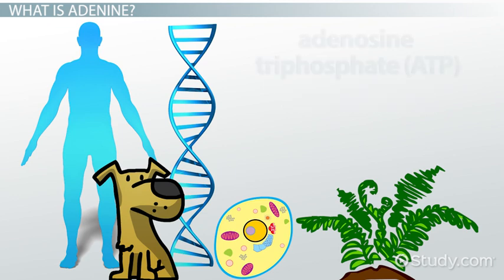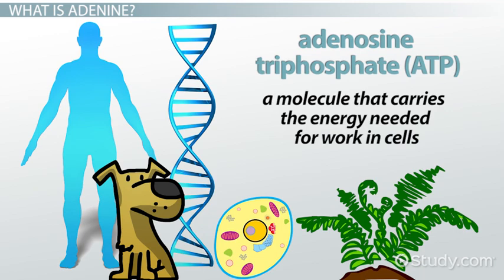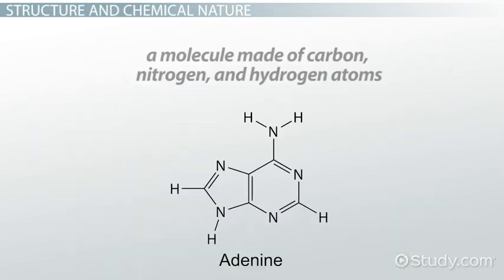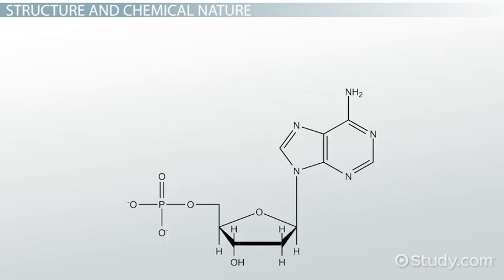Additionally, adenine is found in adenosine triphosphate, ATP, a molecule that carries the energy needed for work in cells. Adenine is a molecule made of carbon, nitrogen, and hydrogen atoms. Its chemical formula is C5H5N5. When a base such as adenine attaches to ribose and phosphate, it forms a nucleotide.